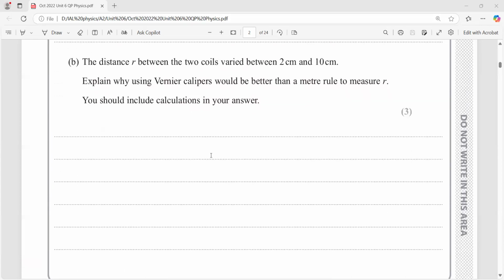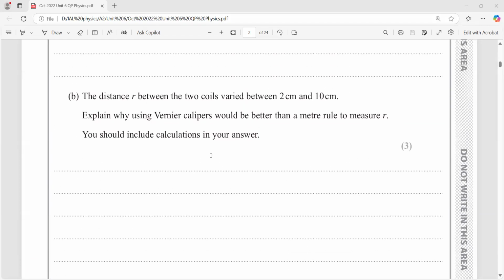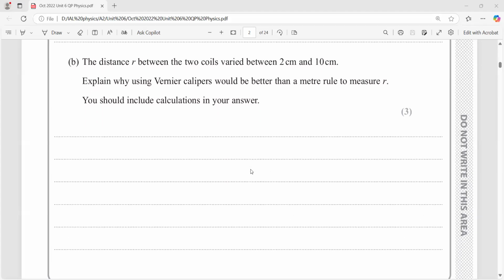The next is the distance R between the two coils, varying from 2 centimeter to 10 centimeter. Explain why a vernier caliper would be better than a meter rule to measure R. You should include calculation in your answer. Whenever we want to compare, we always try to use the term percentage uncertainty. What is percentage uncertainty? The percentage uncertainty of the instrument is the uncertainty divided by the value recorded, times 100.